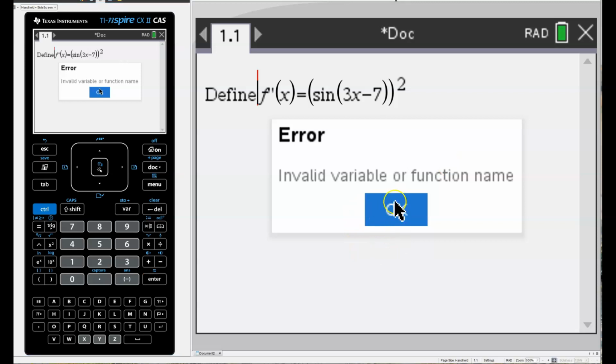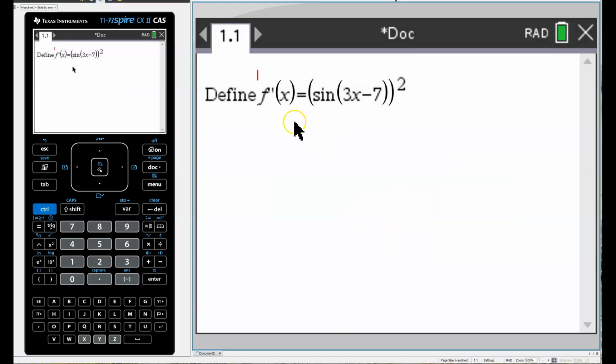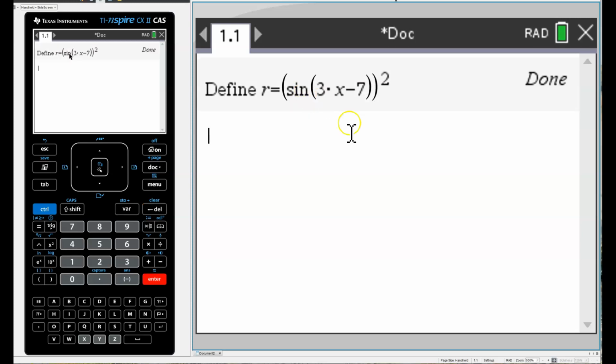And it doesn't like my f prime of x. I like to use the same variables so that when I'm writing stuff down, it's consistent with my calculator. But I can call this something else. Let's just call it, I don't know, let's say R, if it will let me do it. Yeah, R. And you could use a function here too.